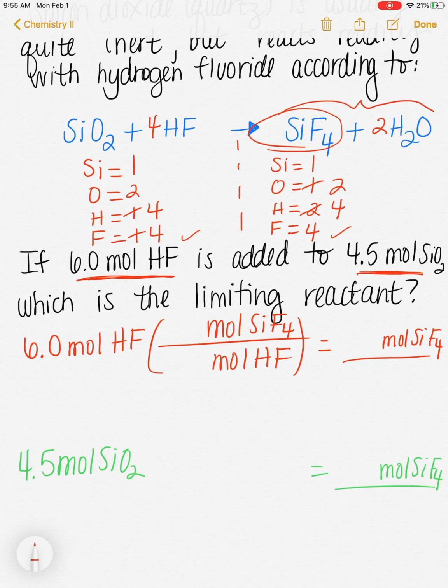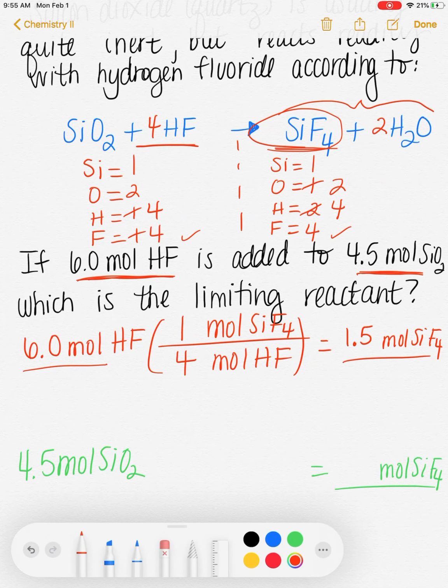Now remember, anytime you go from moles of one thing to moles of another, you have to use the coefficients from the balanced equation. So I'm going to look at HF in my balanced equation. It has a coefficient of 4, so I'm going to put a 4 there. And if I look at SiF4, it has a coefficient of 1. So I'm going to take my starting number of 6, multiply by 1 and divide by 4, and I get that that would allow me to make 1.5 moles of SiF4.